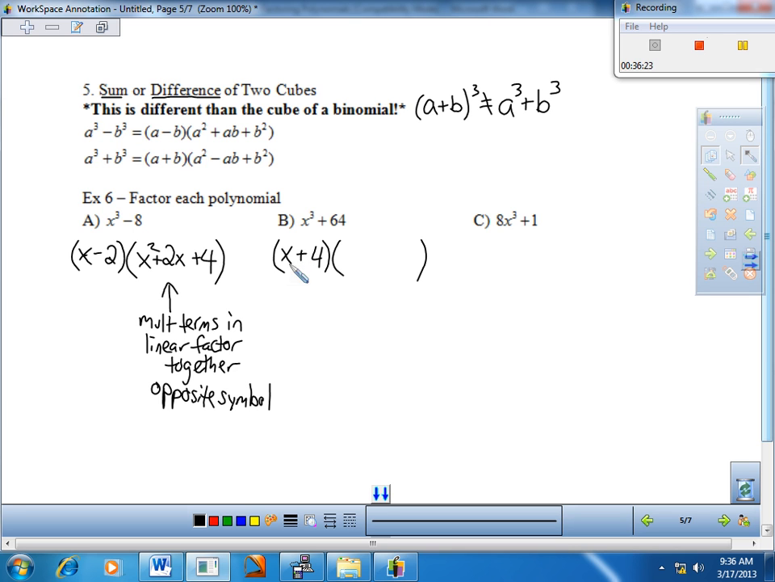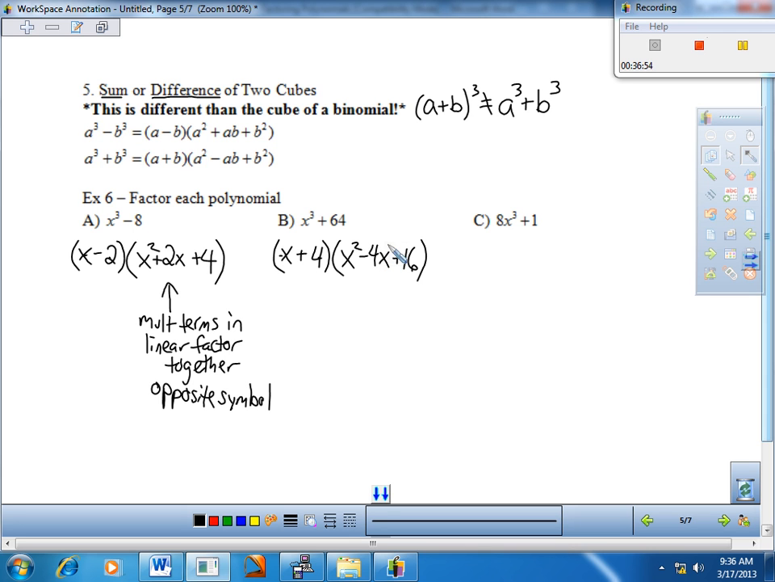Now play it out, everyone. X times what would give me x cubed? Has to be x squared. 4 times what on the back would give me 64? Has to be 16. So you knew that had to be a 16 right there. And then again, here's the linchpin. Let's go ahead and do it. Go back to the linear term, and you multiply these two together. X times 4 is 4x. And if that's a plus, then that has to be a minus.